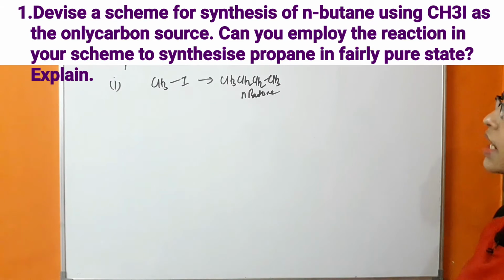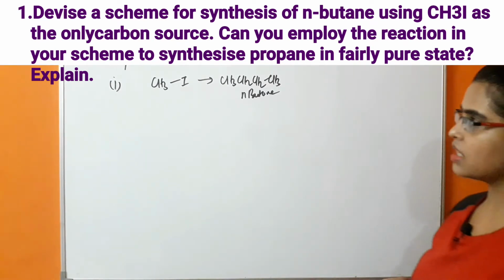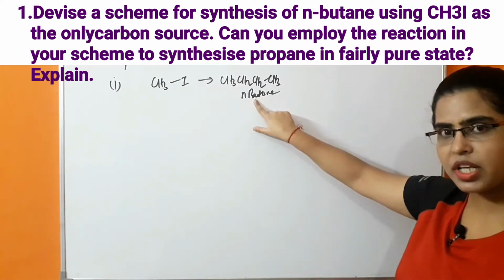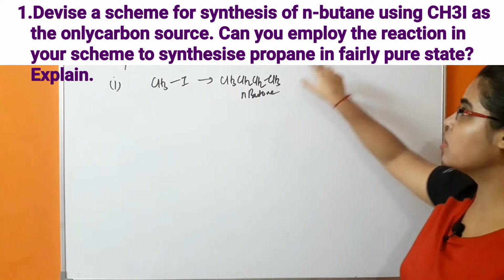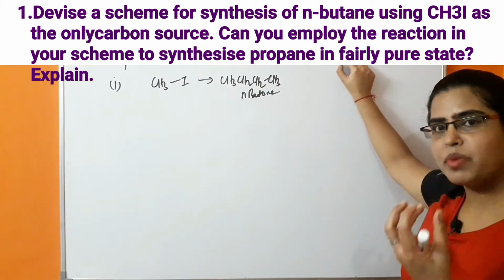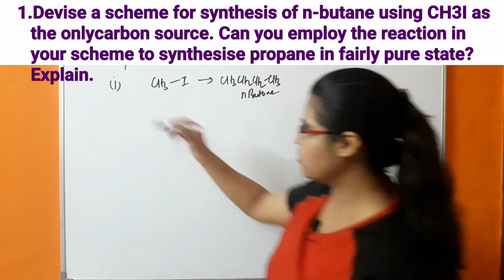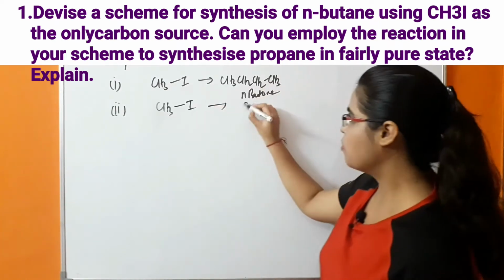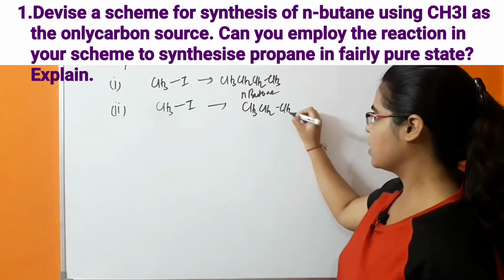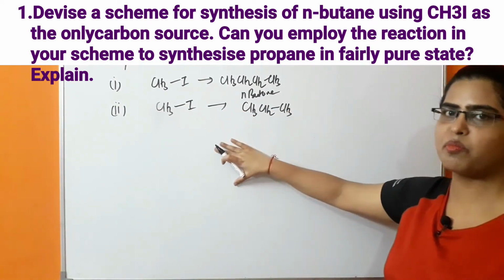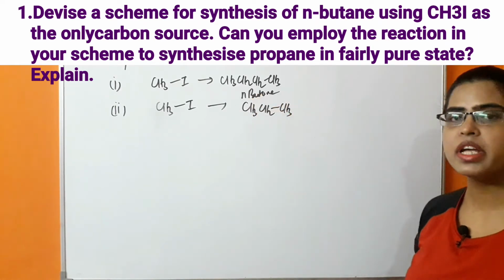What is the second part of the question? Can you employ the reaction in your scheme to synthesize propane in a fairly pure state? So in the second part, it is asked whether we can apply a similar method, which is used for the preparation of n-butane, for the preparation of propane, in which propane will be obtained in pure amount, just like butane. Can we prepare propane from methyl iodide by applying a similar method of preparation?